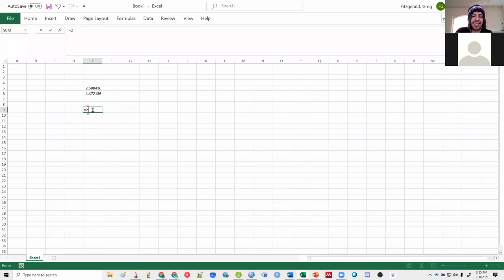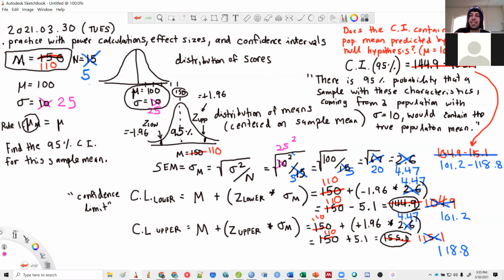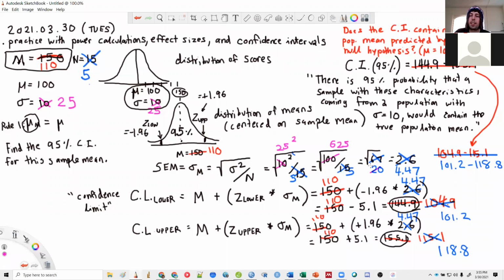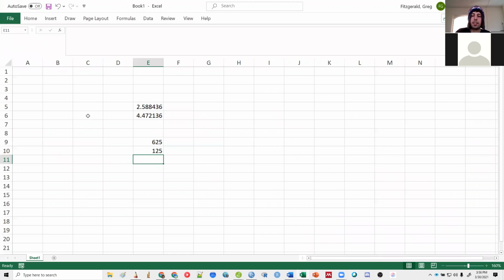25 squared, 625. So now we have, instead of 100 divided by 5, 625 divided by 5. And 625 divided by 5 is 125. So the square root of 125 is about 11.18.